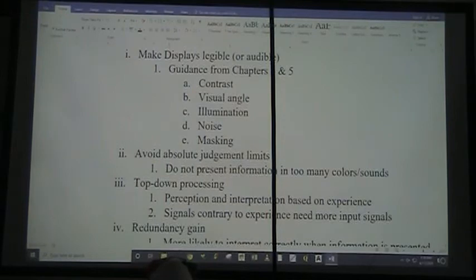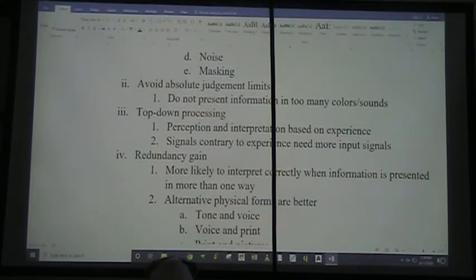The second of our perceptual principles: avoid our absolute judgment limits. So, if we are working with something that we're color coding, we want to remember not to go above having 7 colors. But on the other hand, if we're presenting auditory information, we want to make sure that our sounds are easily distinguishable one from the other. If an alarm goes off and everyone looks at each other and says, "What was that all about?" and then says, "Oh, don't worry about it, get back to work," that's no good for us at all.